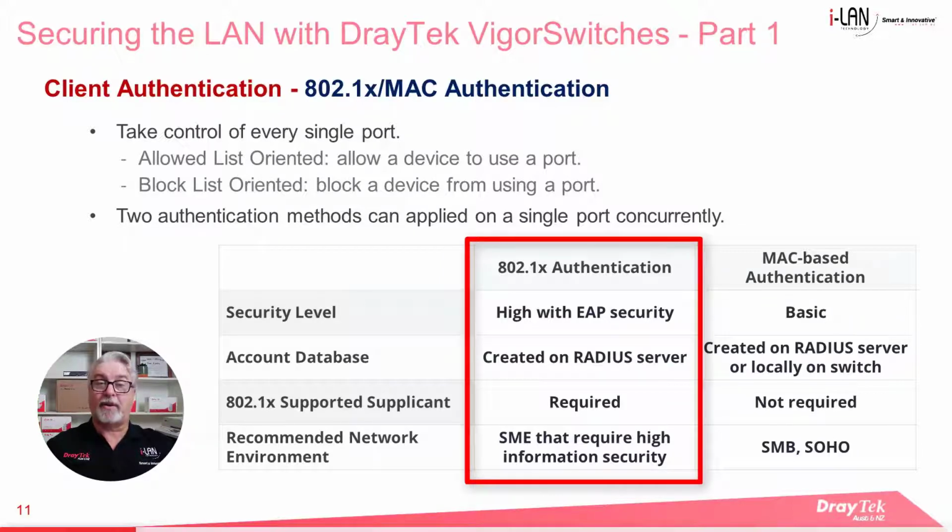802.1x provides higher security since it uses EAP, which is an abbreviation for Extensible Authentication Protocol. It's a standard mechanism to authenticate on the network. It requires a radius server to store authentication details, and the 802.1x supplicant is required. The supplicant is the entity at one end of the point-to-point LAN segment that seeks to be authenticated and can be either hardware or software. I'll go into more detail how this works shortly. This method is recommended for small to medium enterprises requiring high information security.